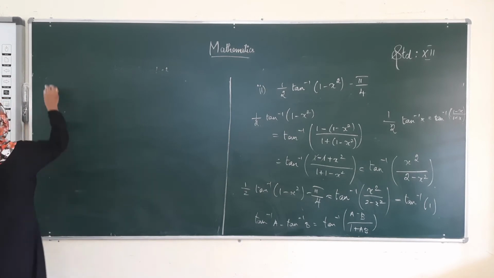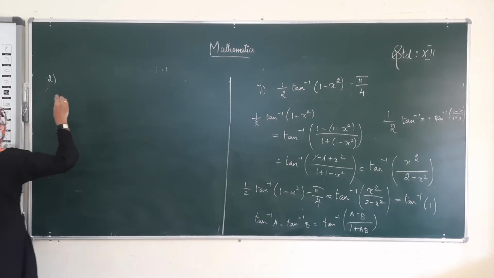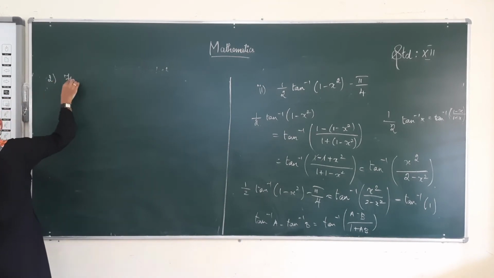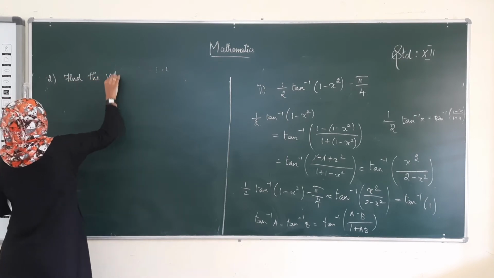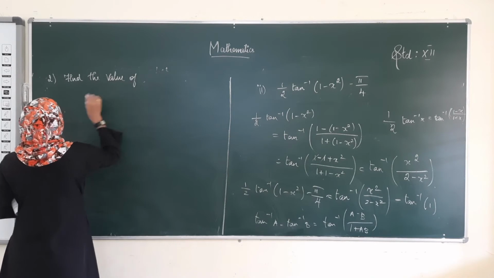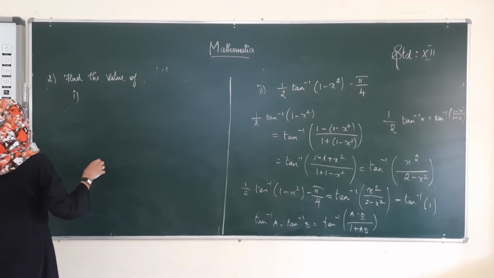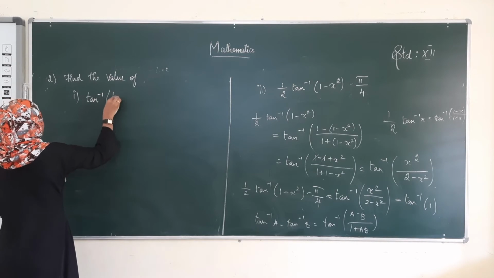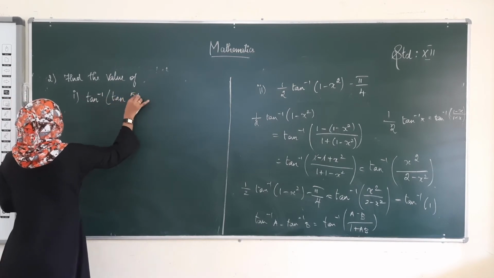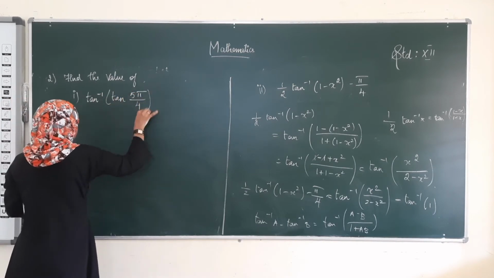Okay. See the second question. What's the second question? Find the value of. We have to find the value of. What's the first subdivision? Tan inverse of tan of 5 pi divided by 4.